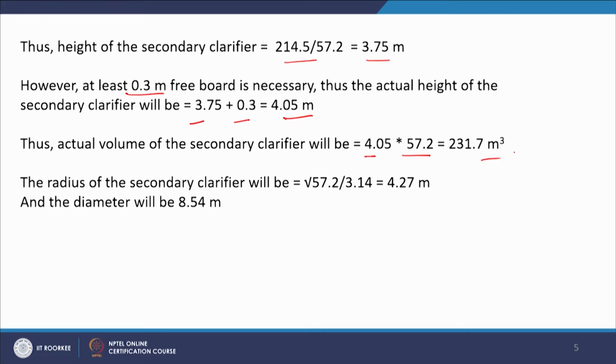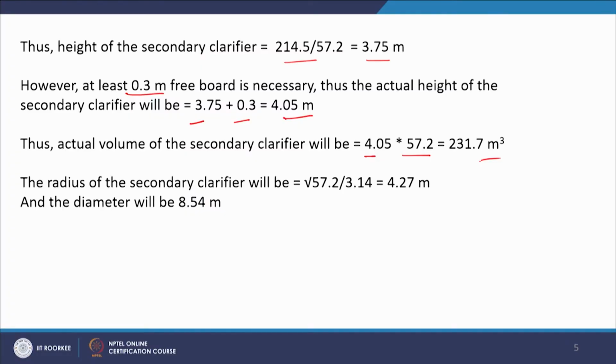We have considered the cylindrical part, so there will be some assumption. Then the radius of the secondary clarifier, how much will it be? We need to calculate the radius. This is our area, so A is equal to pi r square, or r is equal to root of A by pi. That is 4.27 meter, that is the radius, and so the diameter will be 2 into 4.27, that is 8.54 meter. So, now we are able to find out the height and the diameter of the secondary clarifier.